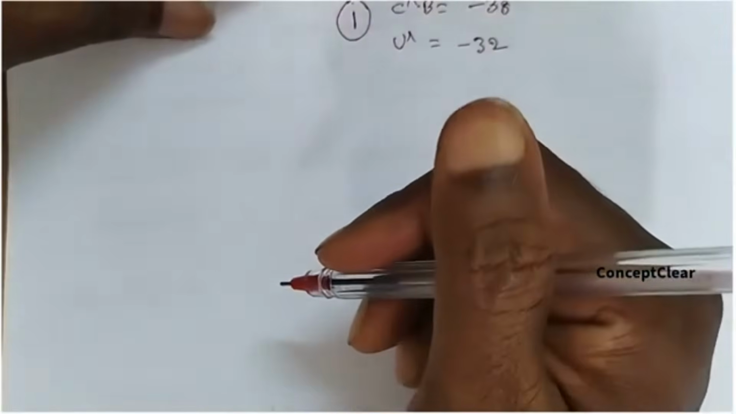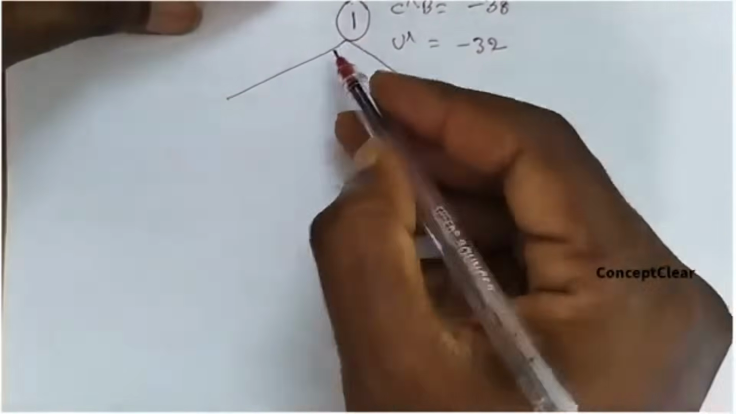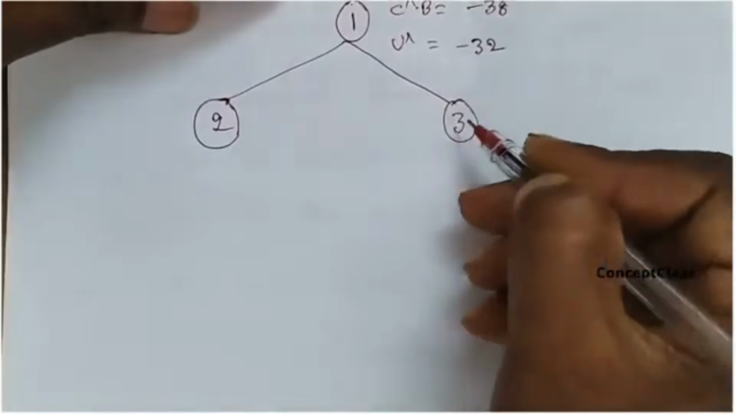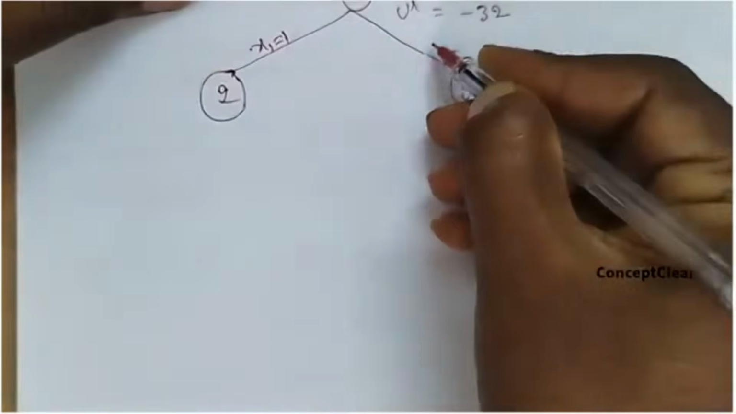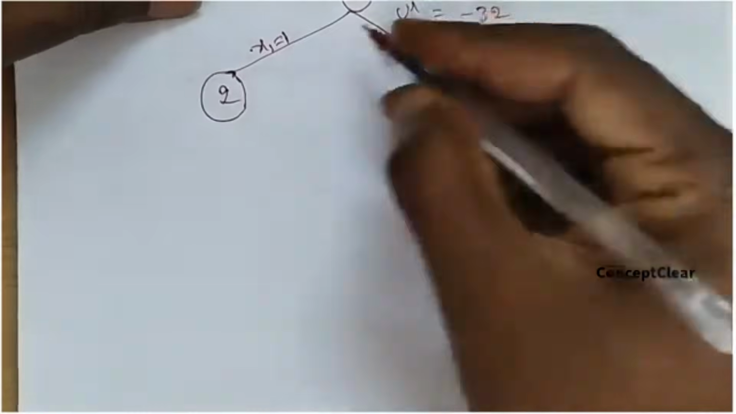Now we have to expand this diagram. Now we are expanding, means what? How to expand? If you expand 1, the remaining nodes are 2 and 3. Here x1 equals 1 is considered, and here x1 equals 0, x1 is not considered. Like that we have to consider the same values again.